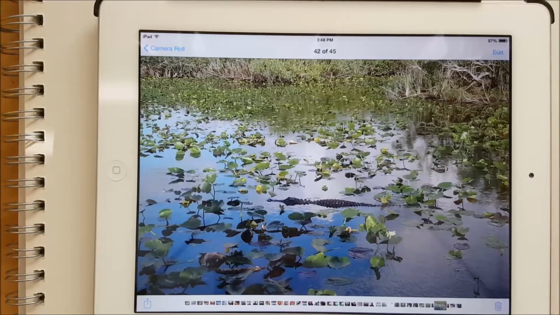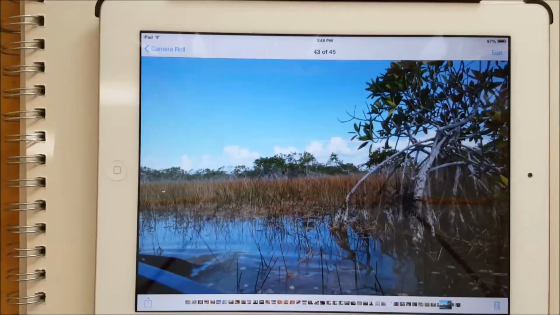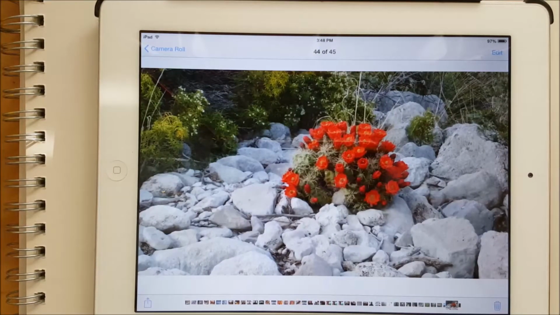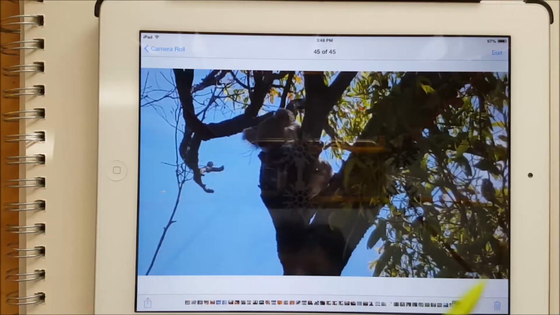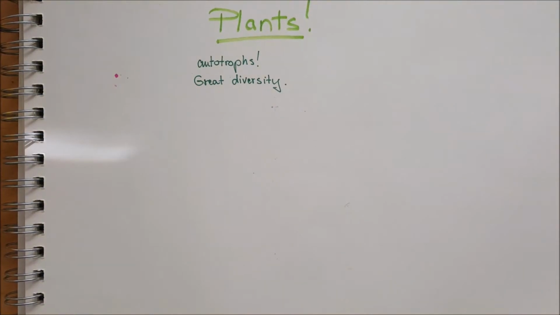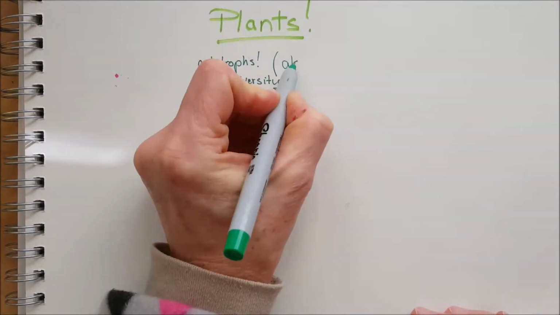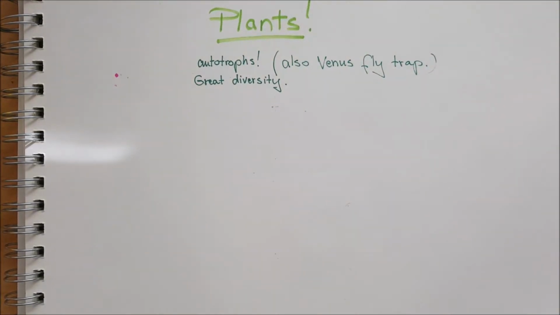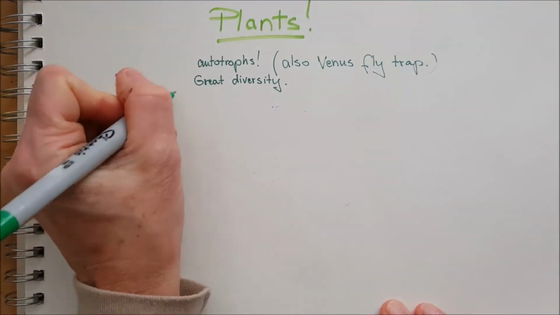This is a marsh with lily pads living in water, as well as a crocodile in the middle. And this is also a marsh, actually a swamp, the Everglades with mangrove trees. This is a cactus blooming, and this is a eucalyptus tree with a koala on it. So this is a bit of the diversity, but there are many thousands of types of plants. Anyway, the Venus flytrap is also an autotroph and does make its own food.